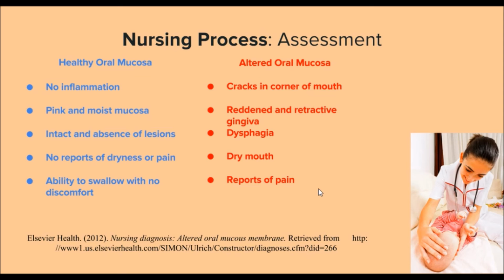Symptoms of an altered oral mucosa could be cracks in the corner of the mouth, which could be related to dehydration, reddened or retracted gingiva, retracted from the distal part of the teeth. Dysphagia or any painful swallowing, dry mouth, again related to dehydration, or any reports of pain, again could be localized or painful swallowing.